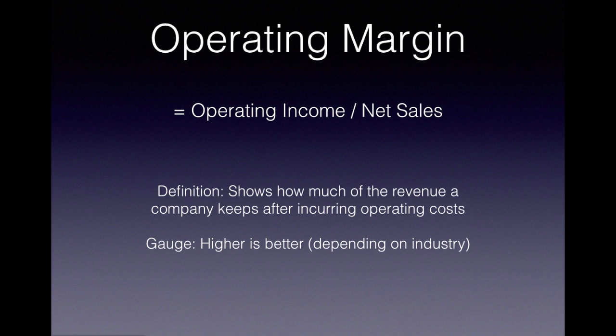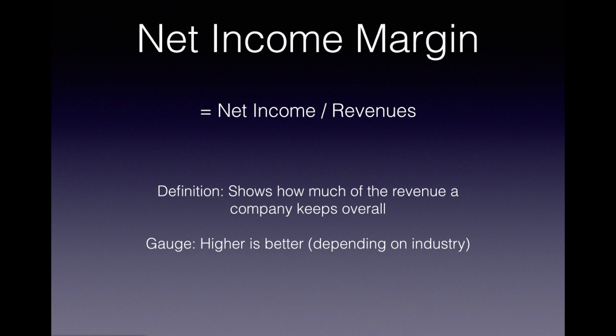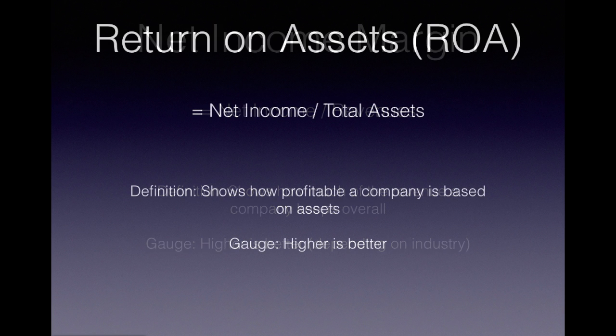The operating margin is similar to the gross margin, but instead of discounting the revenues for production costs, the operating margin sees how much revenue is kept after incurring operating costs, such as employee compensation, building maintenance, etc. Again, higher is better. The net income margin is basically a combination of the operating and gross margins. It sees how much of the revenue the company keeps overall. Higher is obviously better.